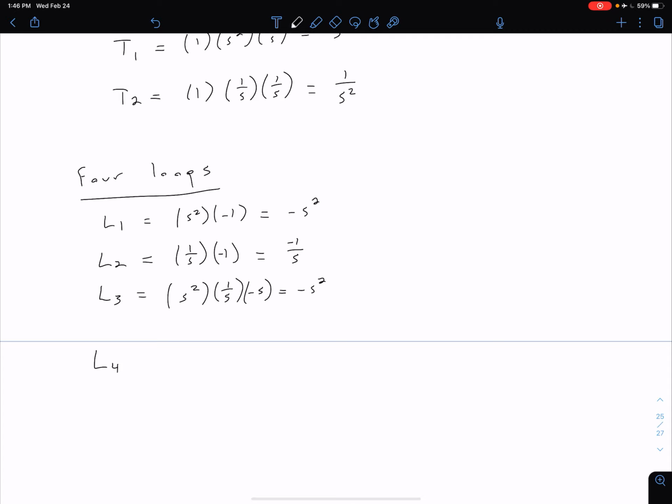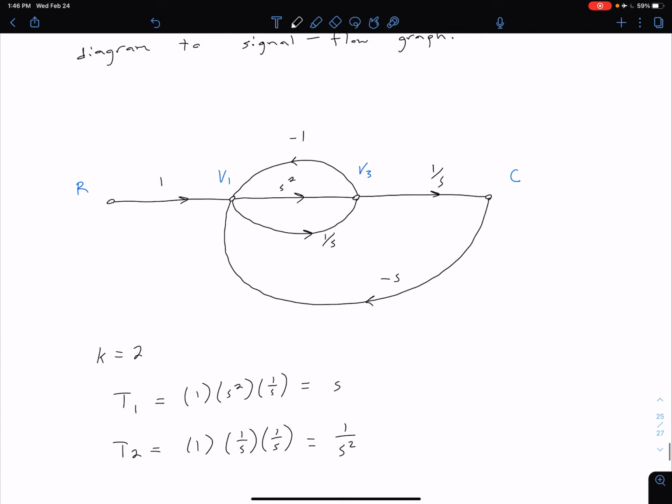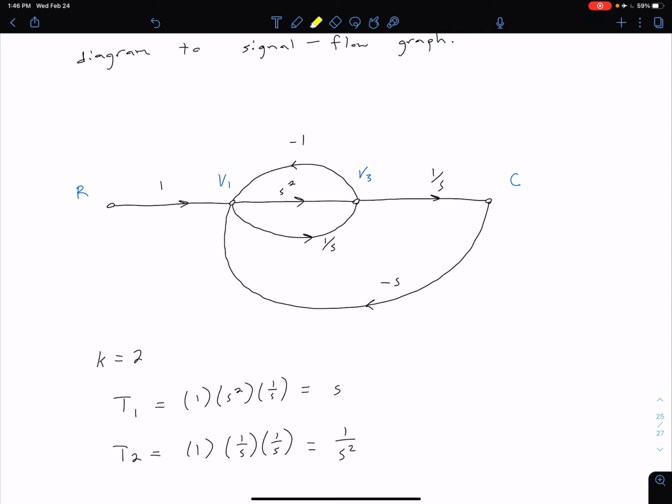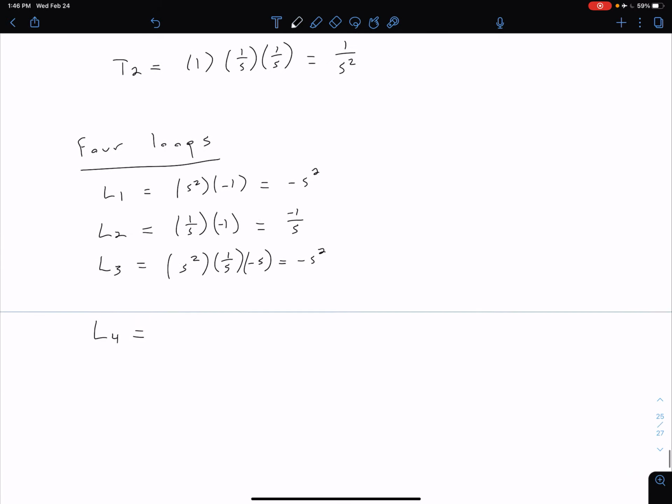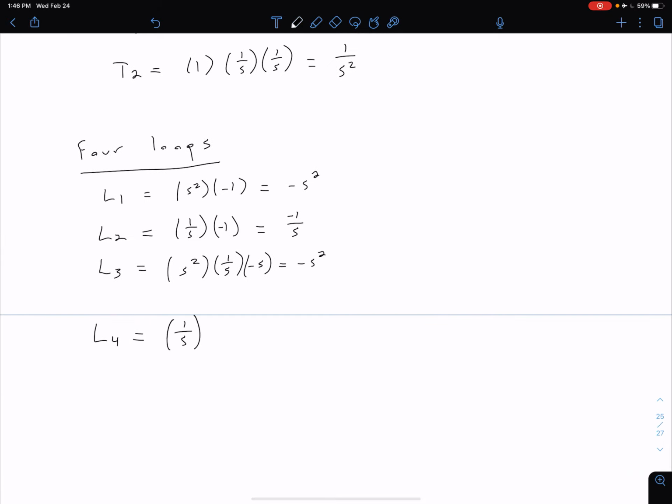And then finally our L4, so coming back up here, we can see for our L4 we're going to have 1 over s, 1 over s, and negative s, which will give us negative 1 over s. Again, we have 0 non-touching loops, so all of our loops share that node V1.